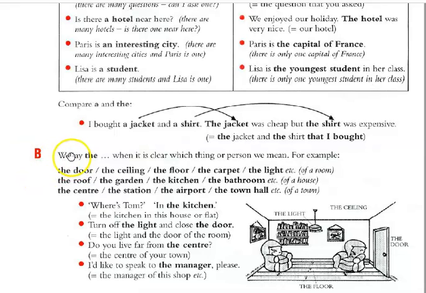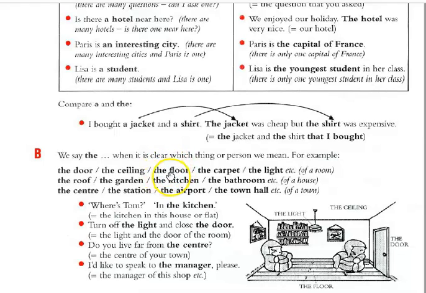So let's look at B. We also say the when it's clear which thing or person we mean. For example, the door. So the door to the room. The ceiling. Again, the ceiling. If you think of your classroom, we would say open the door. There is only one door, and we know which door we're talking about. Again, the ceiling, there is only one ceiling.